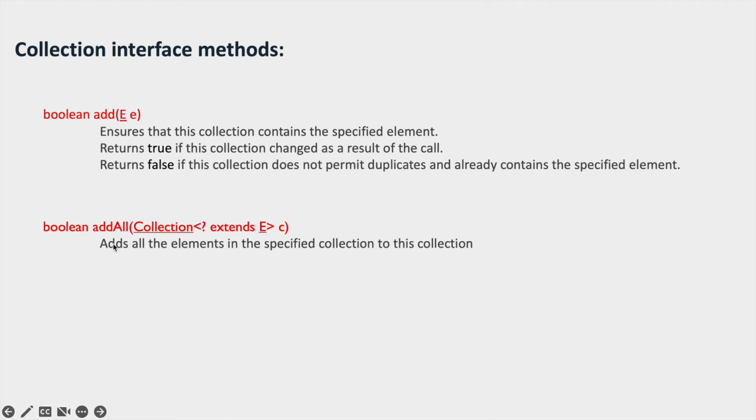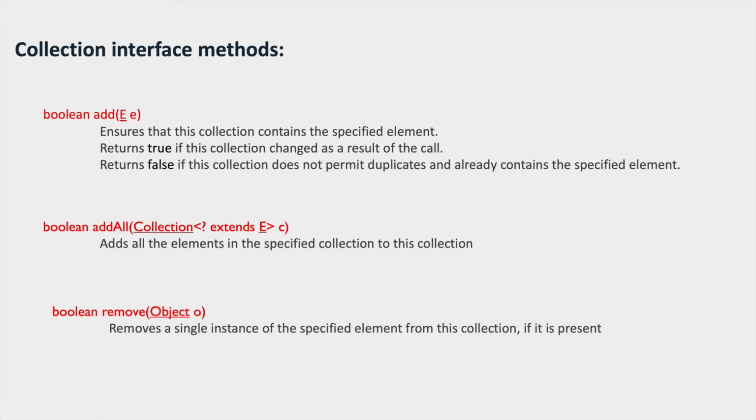Next is the addAll method. By using this addAll method, we can add a group of objects to the given collection object. That means you have an existing collection object, and you want to add a group of objects, like 4 or 5 objects, at a time. For that we will use the addAll method. The addAll method is also of type boolean. If you are able to add all the elements, it will return true. If it is not able to add, it will return false.